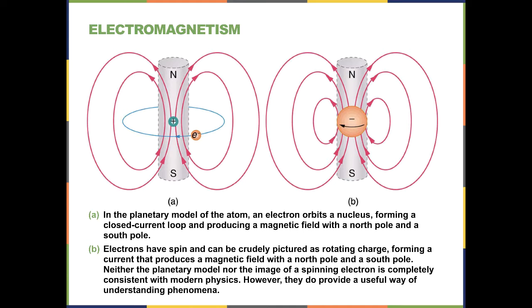Electrons also have a spin, and this can be shown as a rotating charge, and this is shown in B. And this also is what produces the electromagnetic field with the north and the south pole. Now, the planetary model, or the spinning electron, is not entirely accurate, but it does provide a way of understanding the phenomenon that we observe.